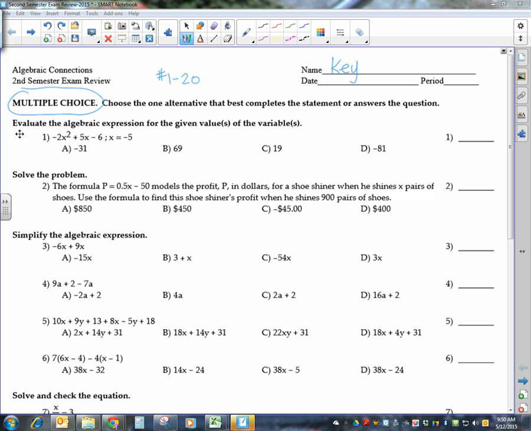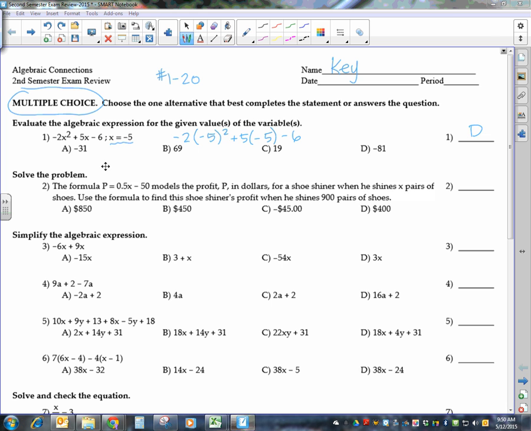Okay? First off, evaluate the expression for the given value of the variable. So if I know that x equals -5, then I want to plug that in. And remember, we always talk about if you have a negative number, when you're plugging it in, you need to put parentheses around it. You put that in your calculator, and your calculator should give you an answer of -81.